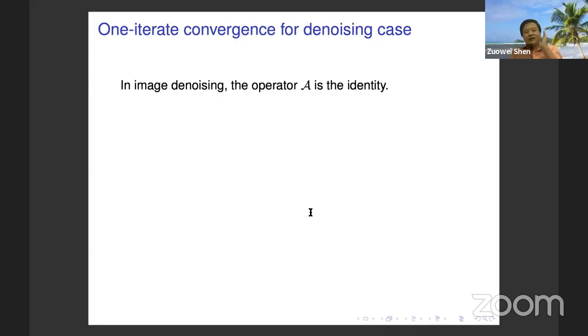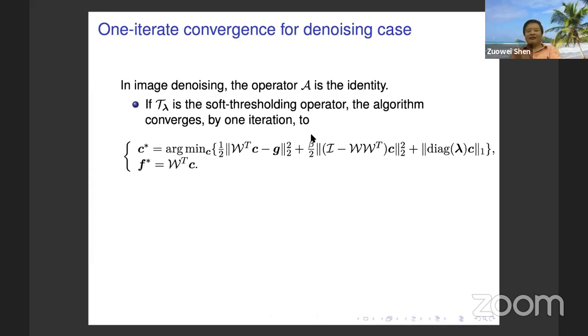Let's look at the simplest case. When A is identity, that becomes a denoising case. When A becomes an identity, it converges, and it takes just one iteration. With one iteration, you already converge to the minimizer of this functional. This is the L1 norm of your wavelet coefficients.